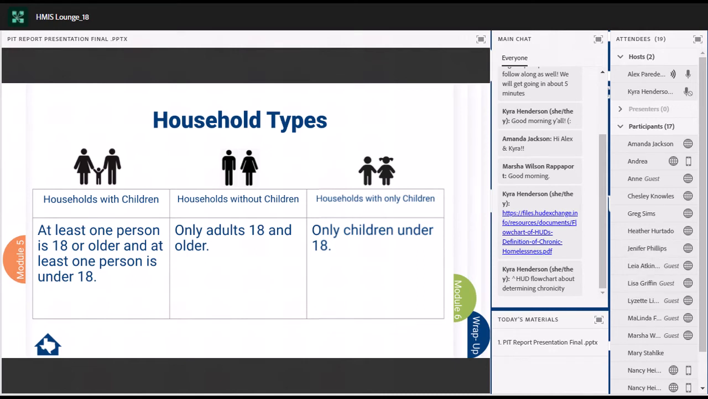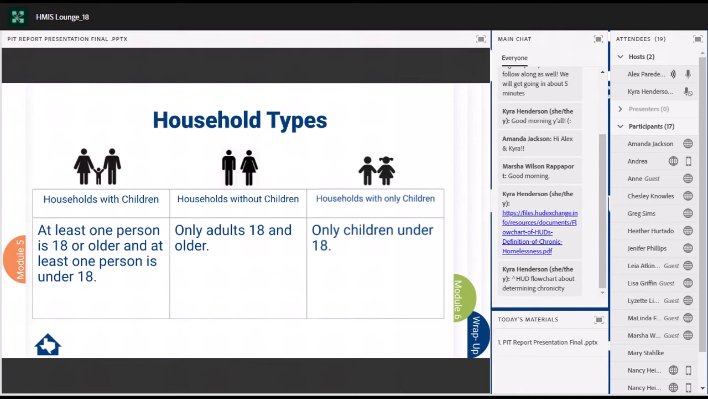It's pretty self-explanatory. Households are families, and persons are the individuals that make up those families. And the reason this report is broken down this way is because this is how we report our data to HUD in these three broad household types.